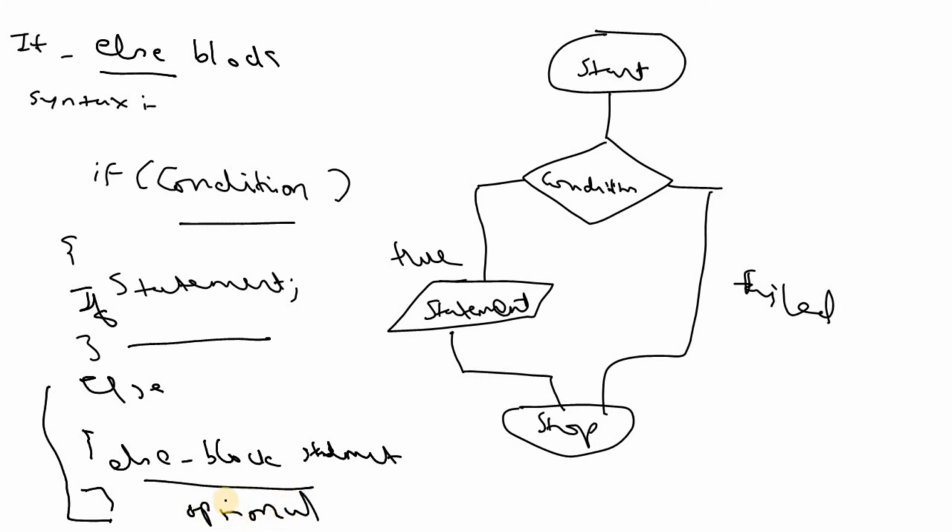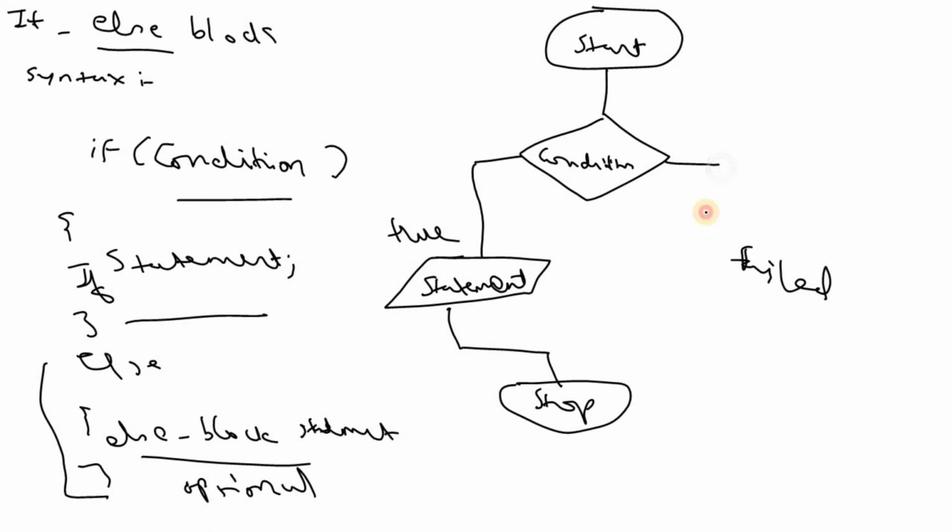So the flow is also almost the same for if and if else. Just a little bit of difference: if the condition is true, the if block is executed. If the condition is false, then the optional case is executed. Here the else block statement will execute and it will send control to the end.